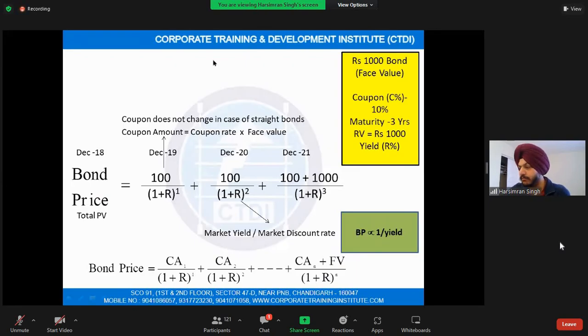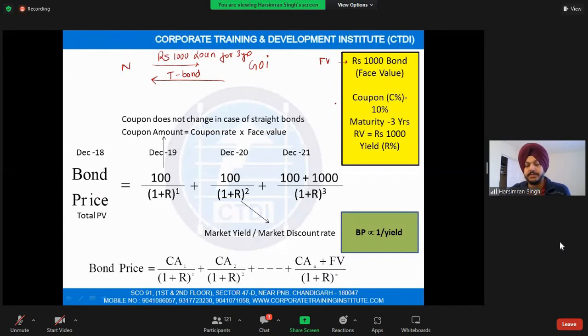Our Madam Nikita gives ₹1,000 as a loan to the Government of India. And the Government of India in turn, for 3 years, says that I am giving you a treasury bond. So this is the face value of the bond.